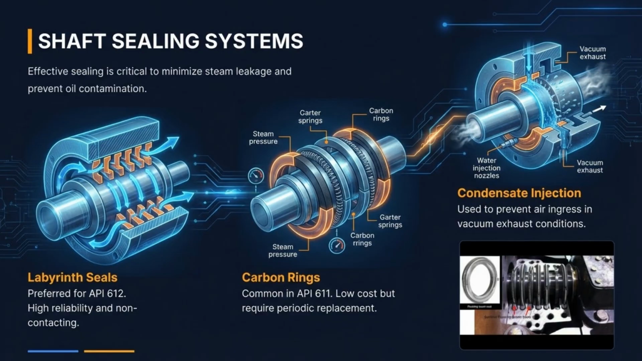To minimize steam leakage, labyrinth seals are favored for API 612 due to their high reliability and non-contacting nature. API 611, however, commonly uses carbon rings, which are lower cost but require periodic replacement.